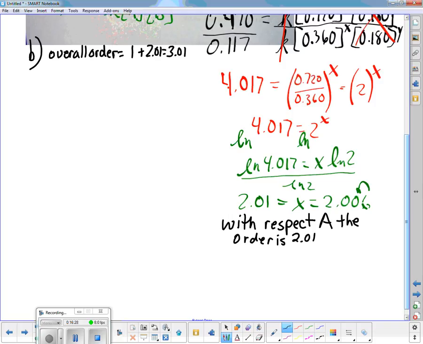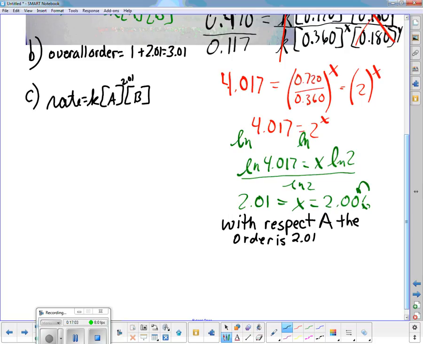Done. Okay, and the next one they want us to do what? You just add the two orders together. The expression for the reaction. So the rate expression for the reaction now is rate is equal to K times the concentration of A times the concentration of B. And which one was the x? Was it A or B? A, so 2.01 there, and B would just have it by itself.